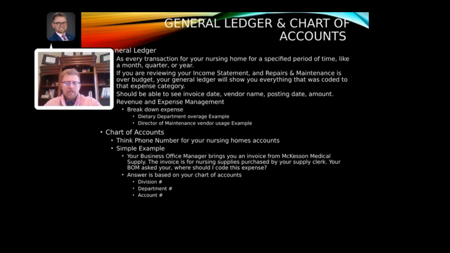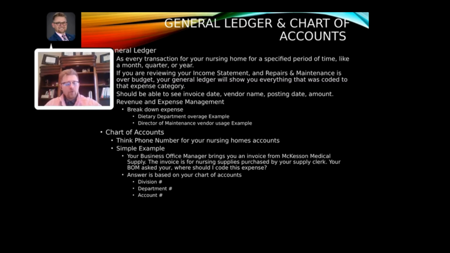Now, a chart of accounts could also have more than just division, department, account. They could have region, right? It could be that your nursing home is in the Indiana region, so then there would be a number to designate that. But at the end of the day, think of it as a phone number. So when that BOM comes to you with that invoice and says, "Hey, where do I code this?" There is a numerical identification on the appropriate allocation of that invoice.